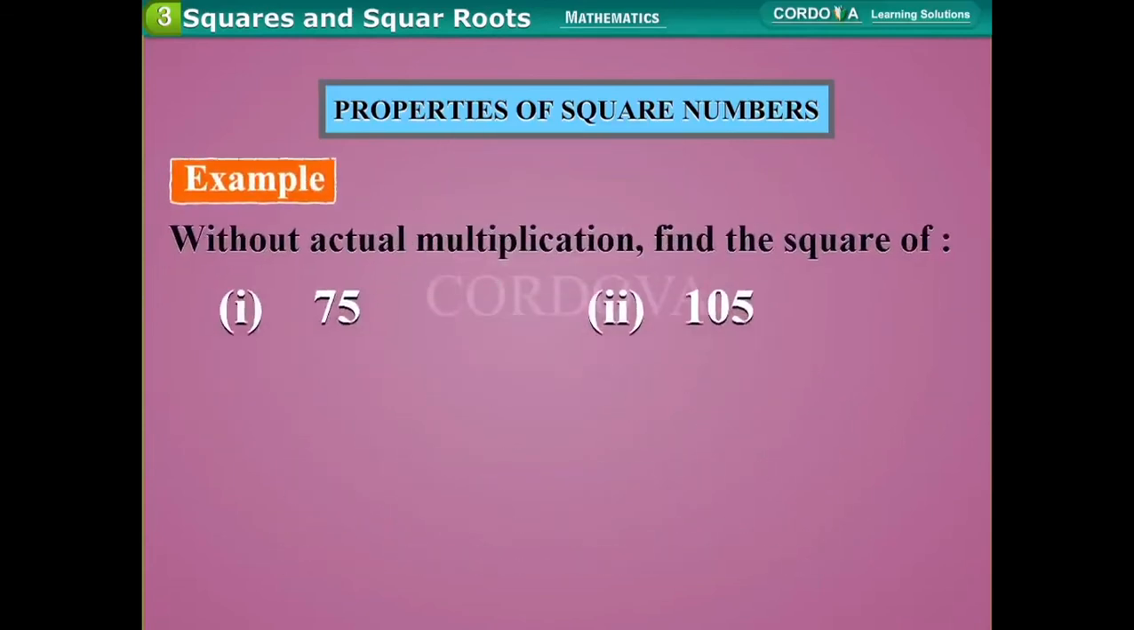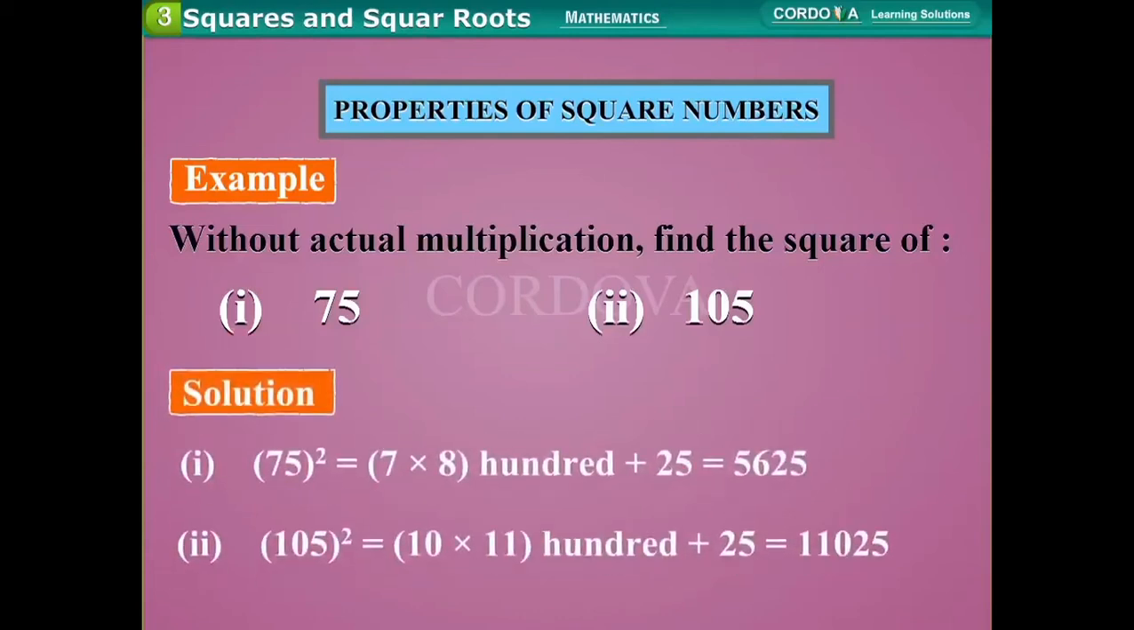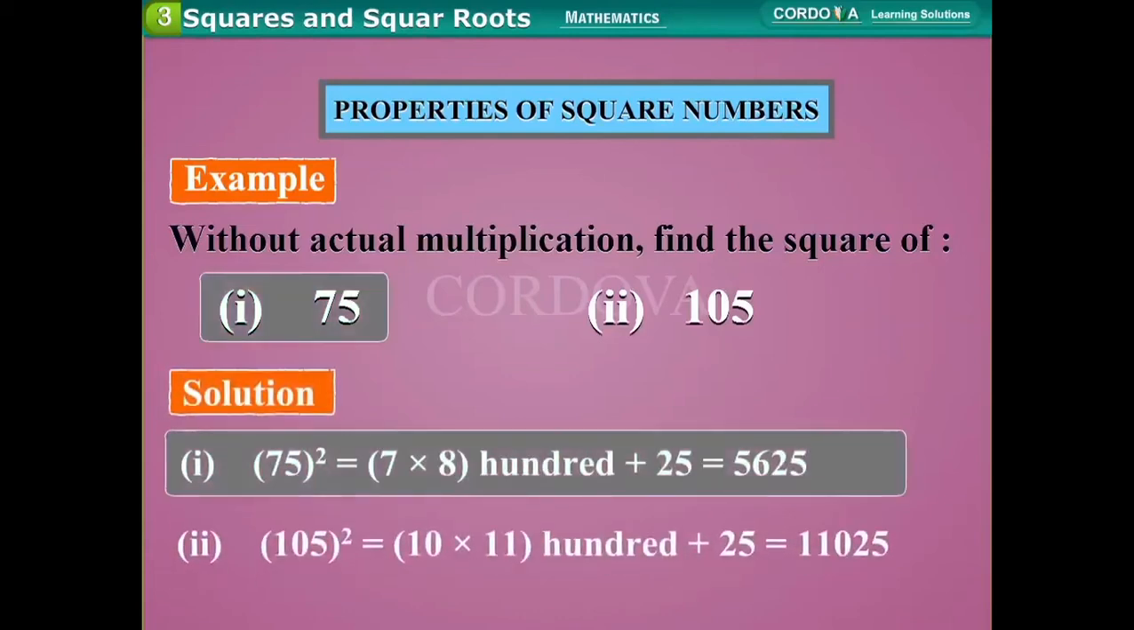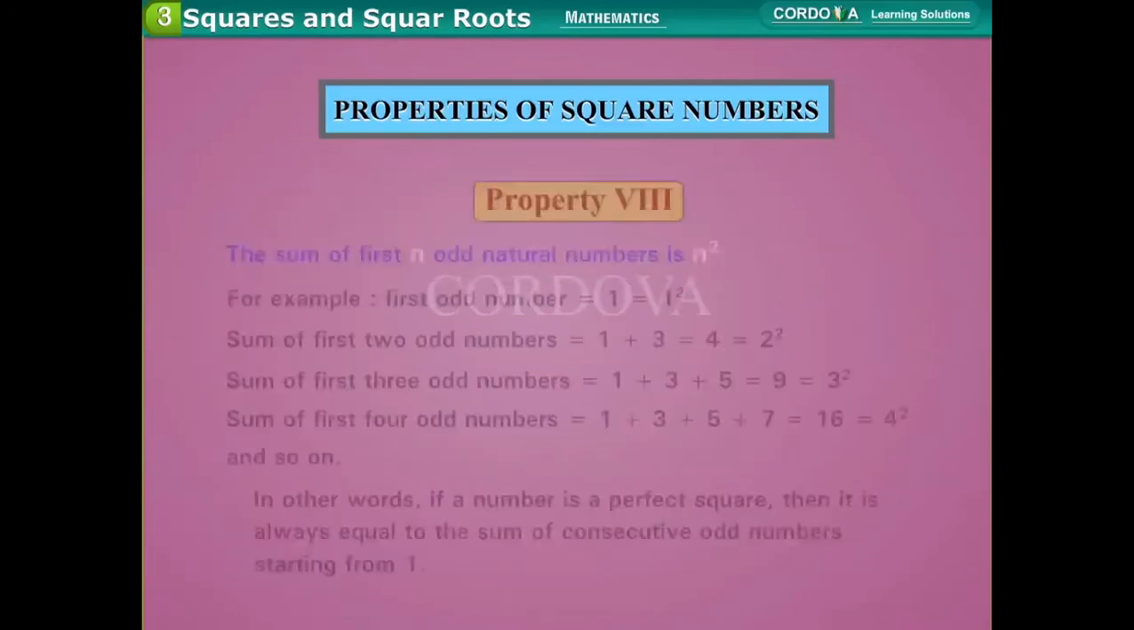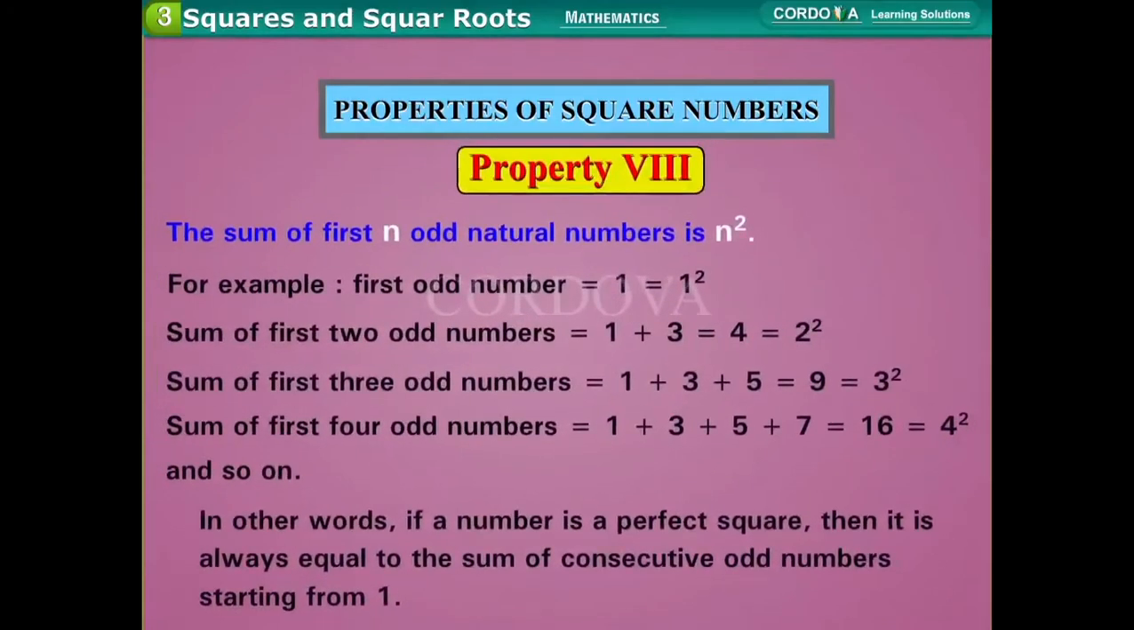Example: without actual multiplication, find the square of 75, 105. Solution: 75 square is equal to 7 into 8, 100 plus 25, which is equal to 5625. 105 square is equal to 10 into 11, 100 plus 25, which is equal to 11025. Property 8. The sum of first n odd natural numbers is n square.